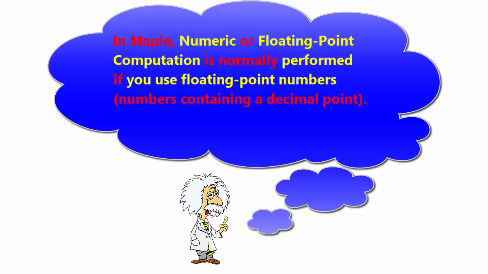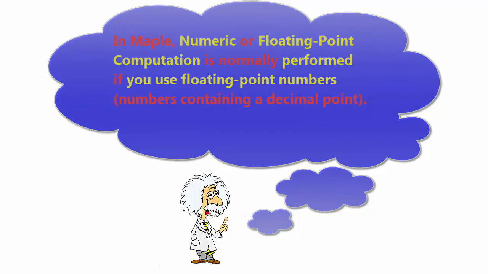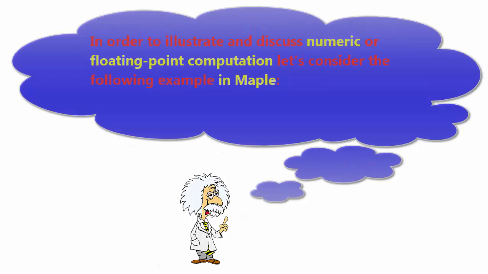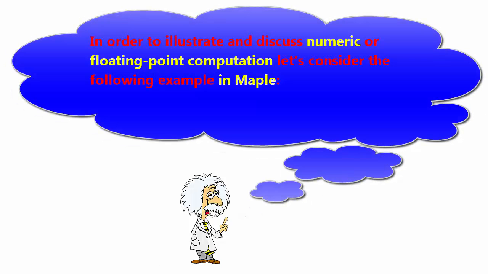In Maple, numeric, or floating point computation is normally performed if you use floating point numbers containing a decimal point. As expressed earlier in a previous video, if Maple, by symbolic, or exact computation, does not find any solutions, it is recommended that you use numeric, or floating point computation. In order to illustrate and discuss numeric, or floating point computation, let's consider the following example in Maple.